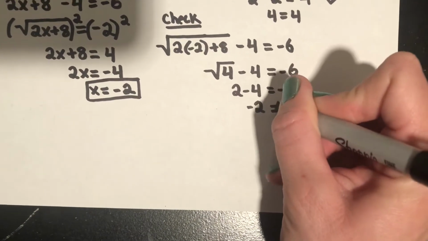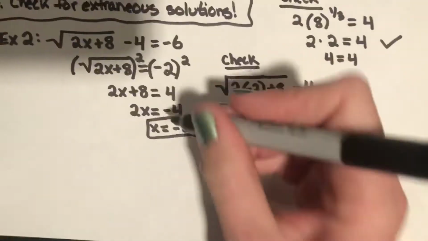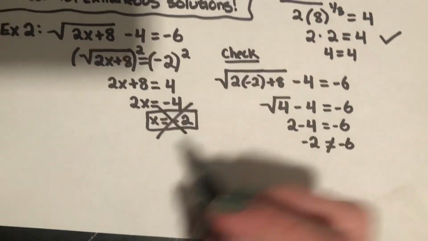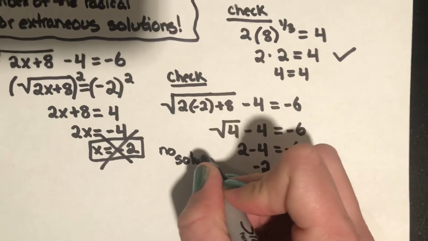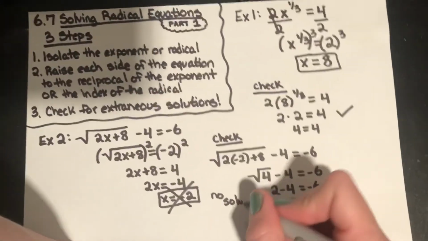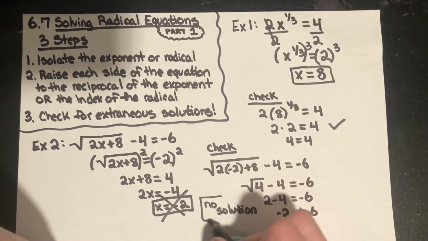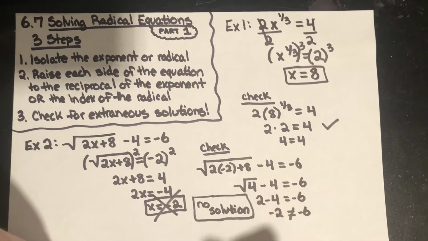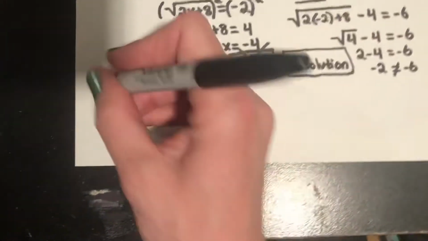And -2 does not equal -6. So that means that this is incorrect, and there is no solution to this problem. All right. Our third example here.